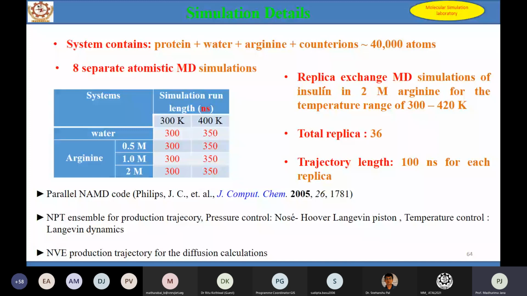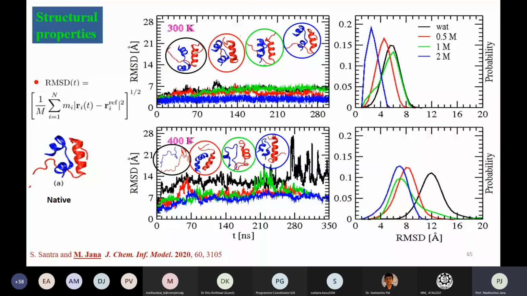So at higher temperature, lower temperature, and all these intermediate temperatures, how the dynamics change, that we have also probed here. Okay, so these are some of the results. I can show you that when the RMSD is not fluctuating enough, you can see the structures are almost the same.